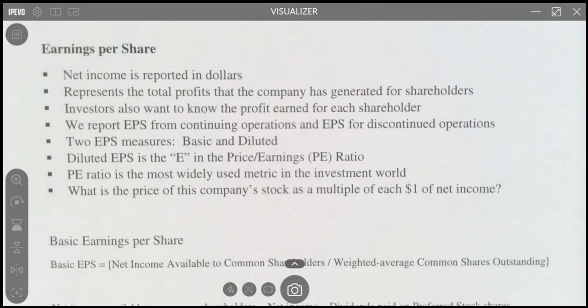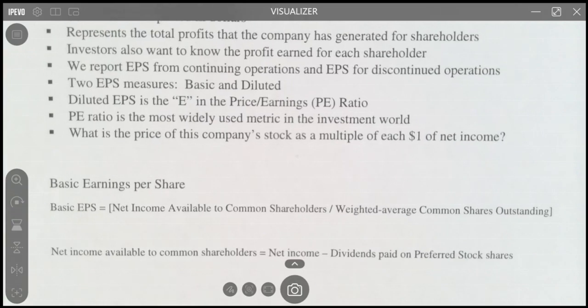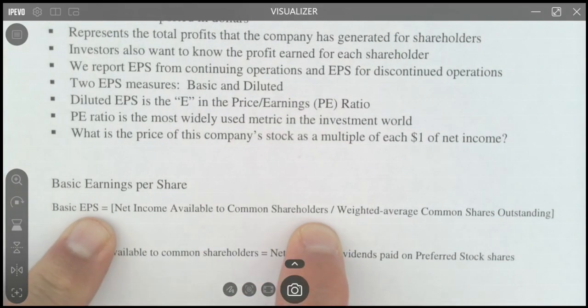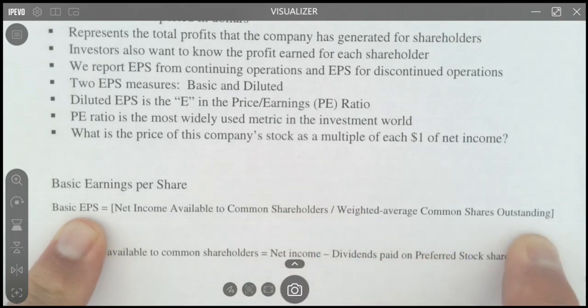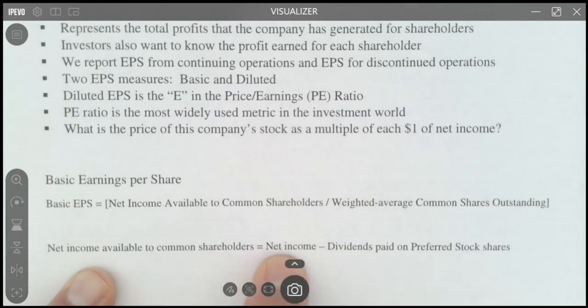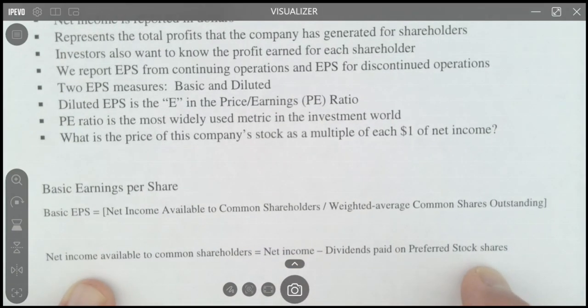Here's the specific calculation. Basic earnings per share is net income available to common shareholders, I'll talk about that in a second, divided by the weighted average common shares outstanding. I'll talk about that as well. Net income available to common shareholders is the net income from the income statement, but less any dividends paid on preferred stock shares.